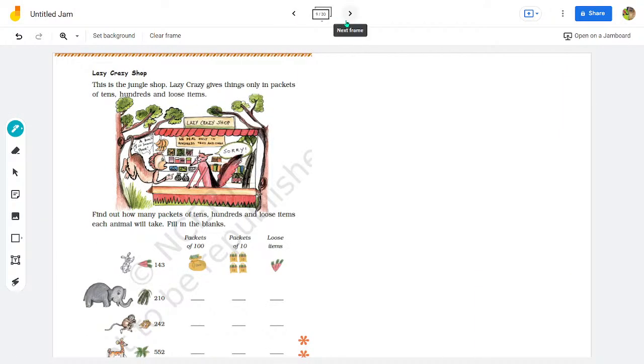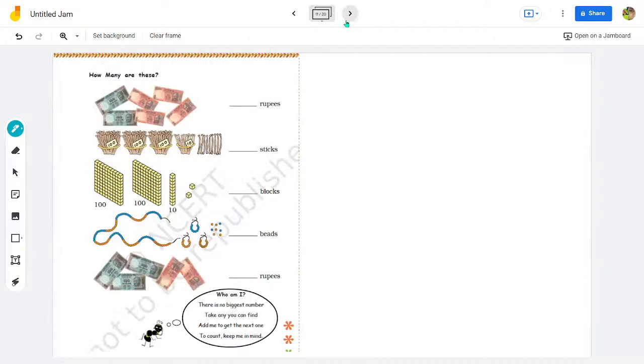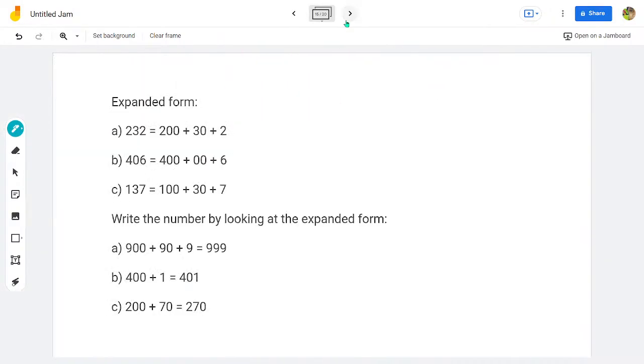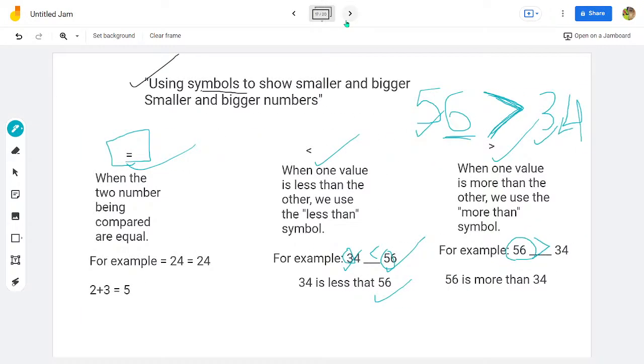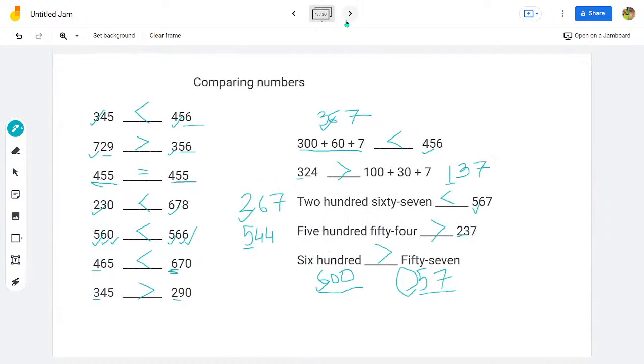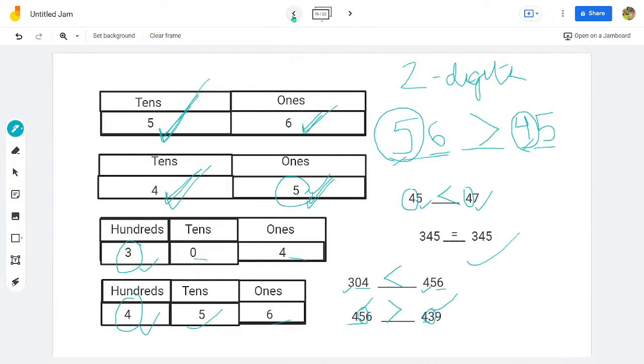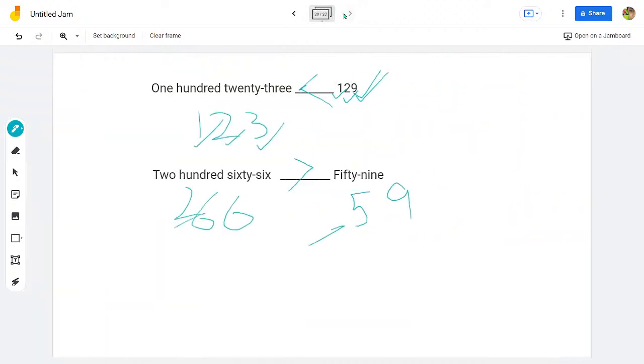Now there was one more thing that we had to discuss in this. Comparing two numbers, now we have got how to use symbols to compare two numbers. Now what about smallest and biggest number? If we have many numbers, how would we find the smallest and the biggest number?